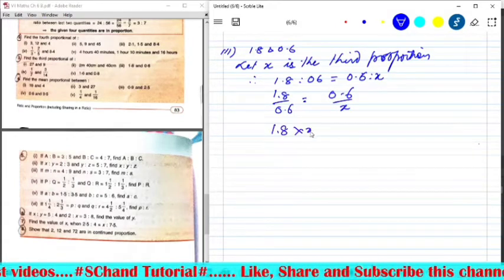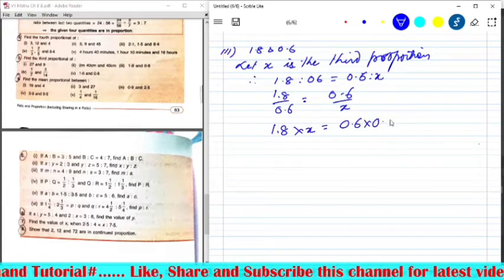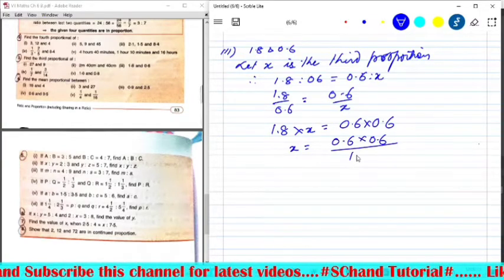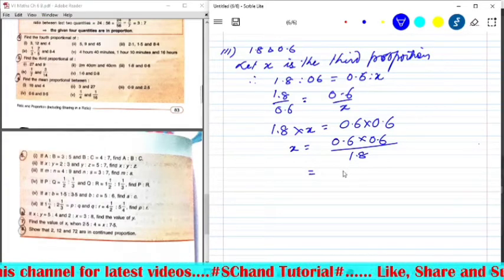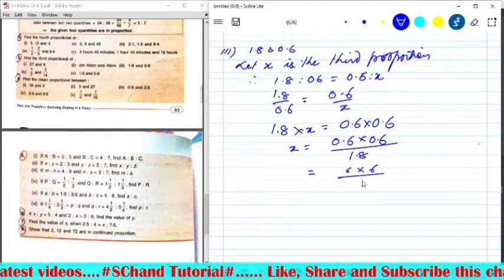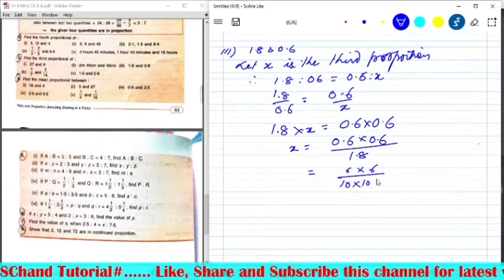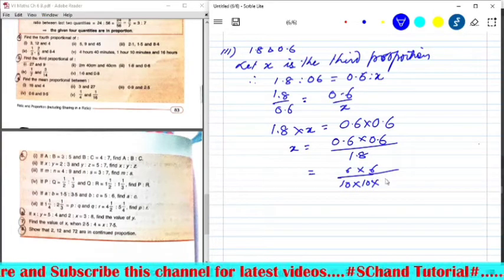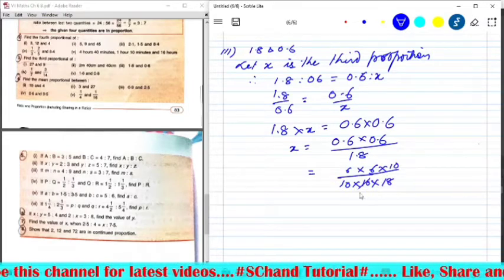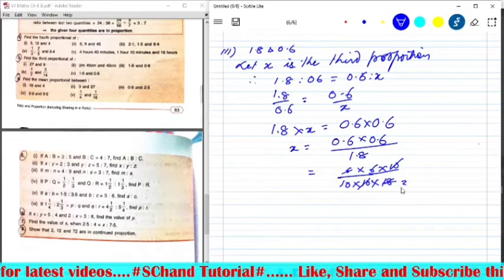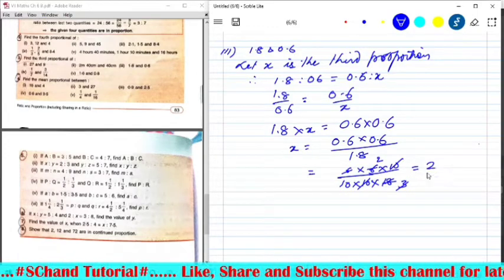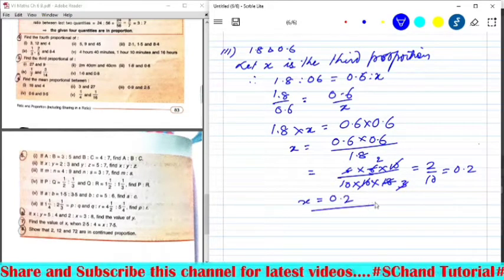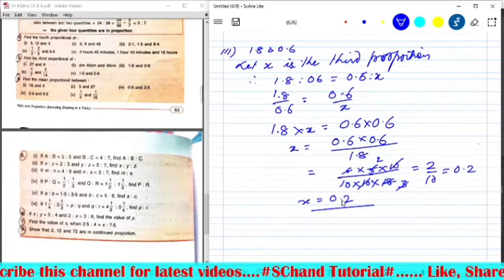So 1.8 into x will be equal to 0.6 into 0.6. So x will be 0.6 into 0.6 over 1.8. So this will be 6 into 6 over 10 into 10 into 1.8. Sorry, this 1.8 will also be 18, and here we can multiply with 10. So 10 cancel. 6 3s are 18, 3 2s are 6. So it is 2 over 10. 2 over 10 means 0.2. So x is equal to 0.2. So this is the third part.